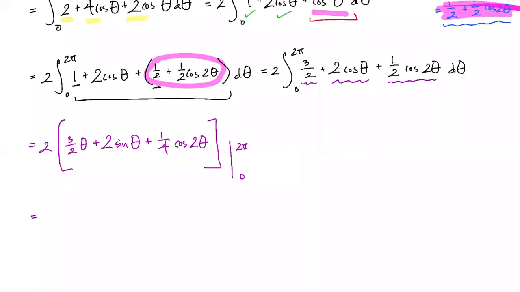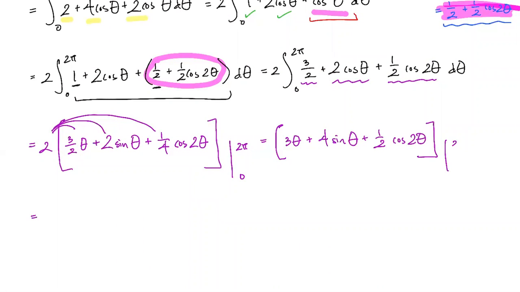Now, since I have this 2 hanging out in front, I'm going to go ahead and distribute that back in before I plug in my numbers. So I'll get 3 theta plus 4 sine theta plus 1/2 sine 2 theta. Plugging in 2 pi, plugging in 0. So you plug in the top number first.